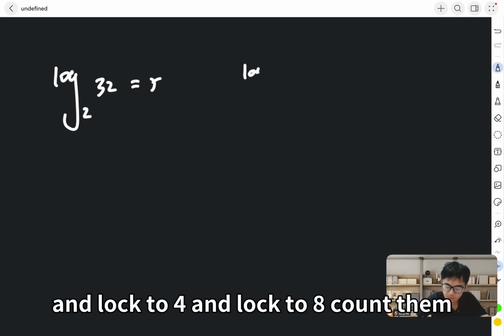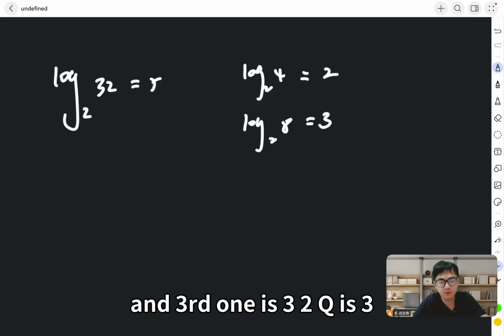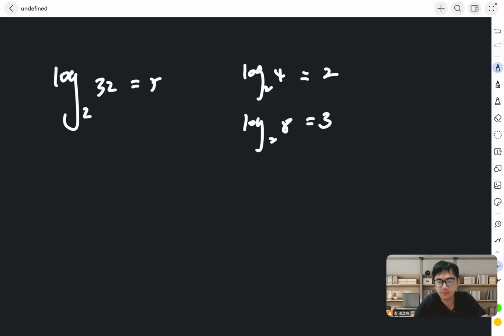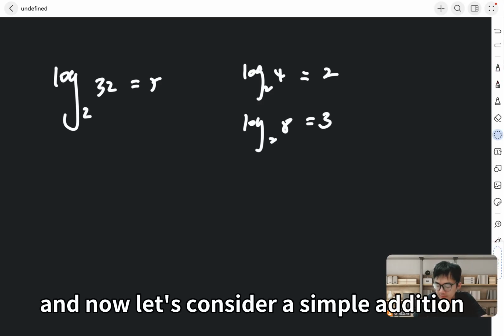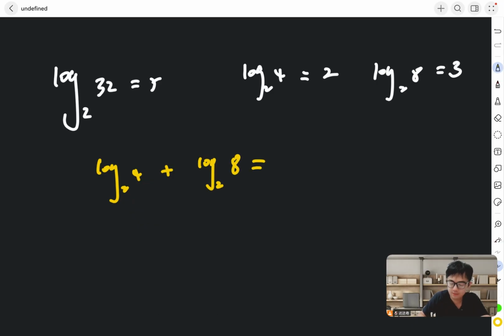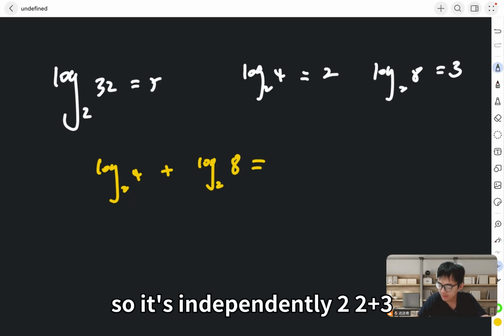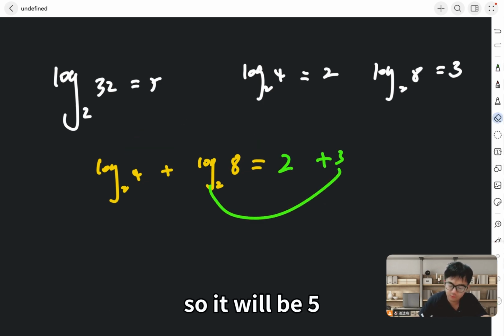Now log 2 4 and log 2 8, count them. The first one is 2, because 2 squared is 4. And the second one is 3, because 2 cubed is 8. Now, let's consider a simple addition. What is the value of log 2 4 plus log 2 8? It is independently 2 plus 3, so it will be 5.